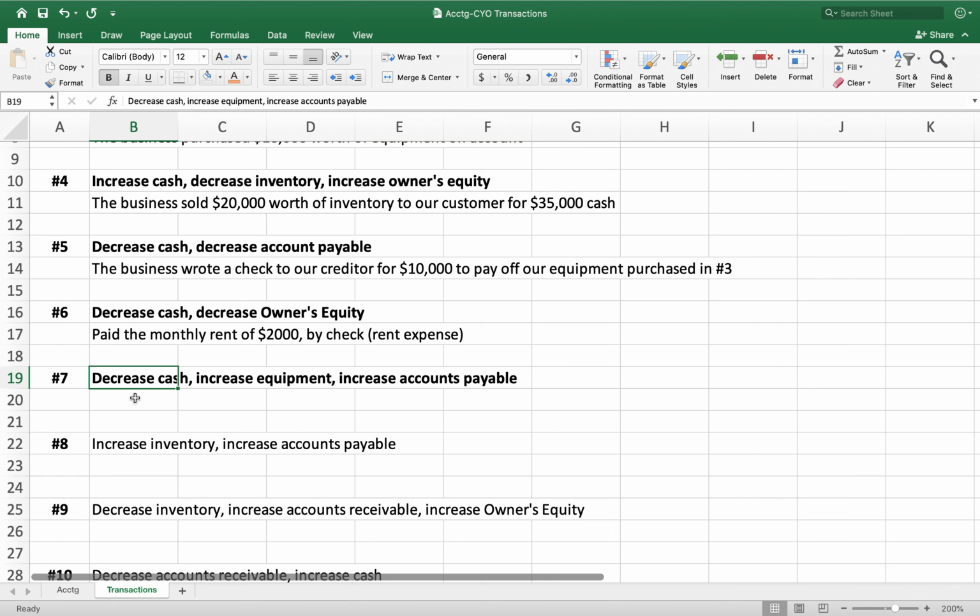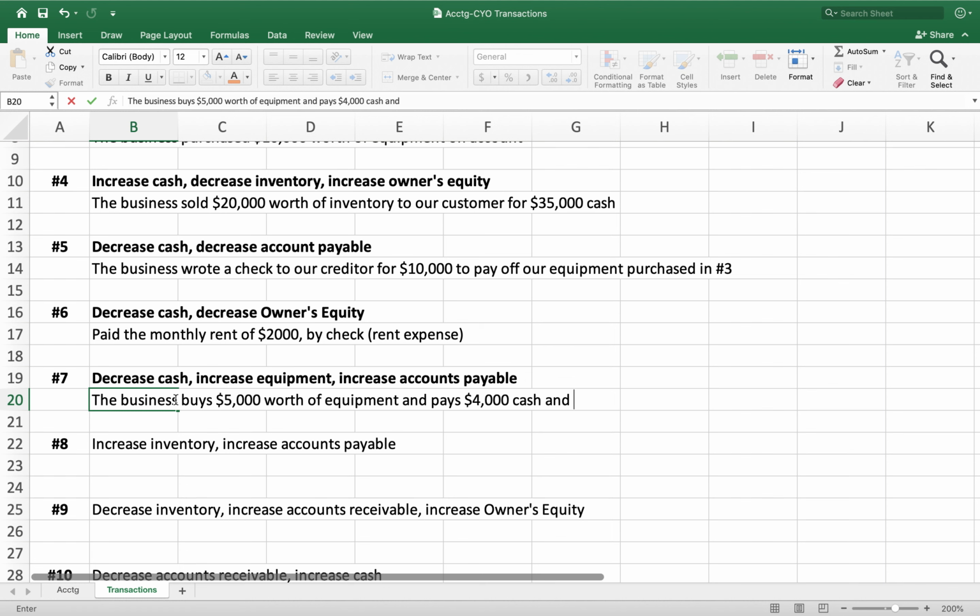Number 7, decrease cash, increase equipment, increase accounts payable. So we're going to increase equipment. That means we're going to buy equipment. We're going to pay part of it in cash, and we're going to borrow the rest. So the business buys, let's say, $5,000 worth of equipment and pays $4,000 cash and the balance on account. We're pretty good at math, so we can say that is $4,000 cash and $1,000 on account.